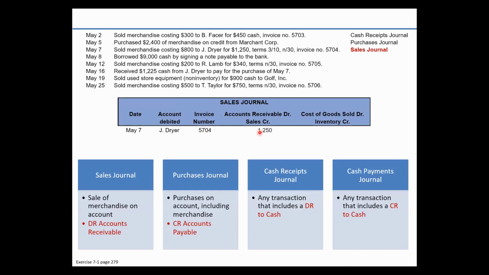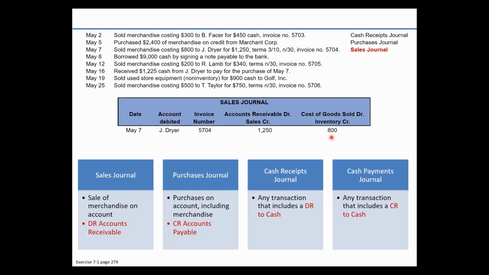And then the sales, accounts receivable debit, sales credit of $12.50. The reason for that is because our accounts receivable will be debited, because that's an asset that's going to increase because we expect that we will be paid that. And then we're going to credit sales, because sales is on the other side of the equation for the income statement. And then our cost of goods sold debit, inventory credit, 800.